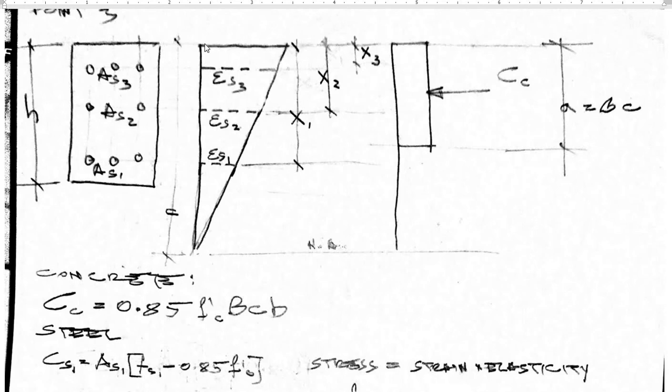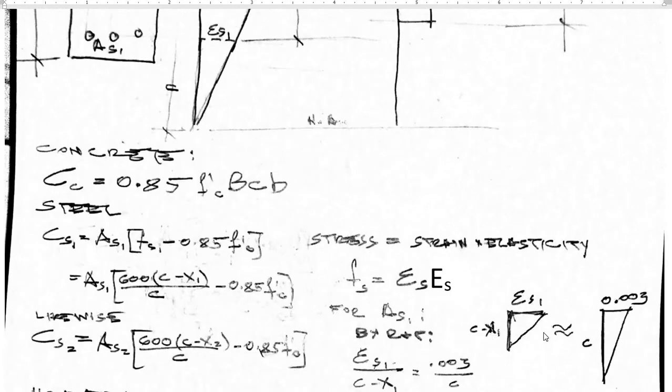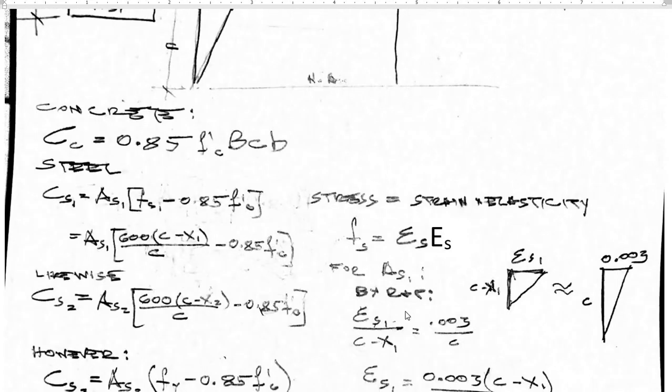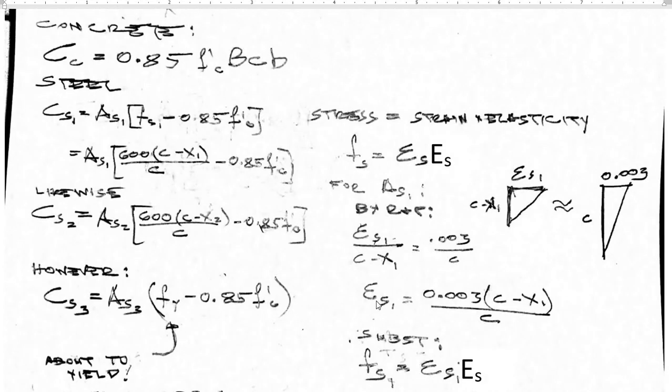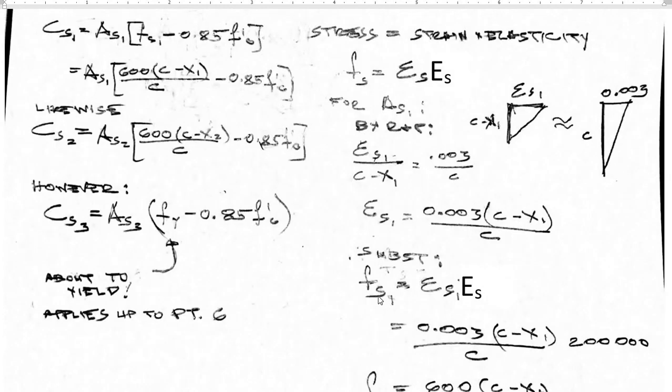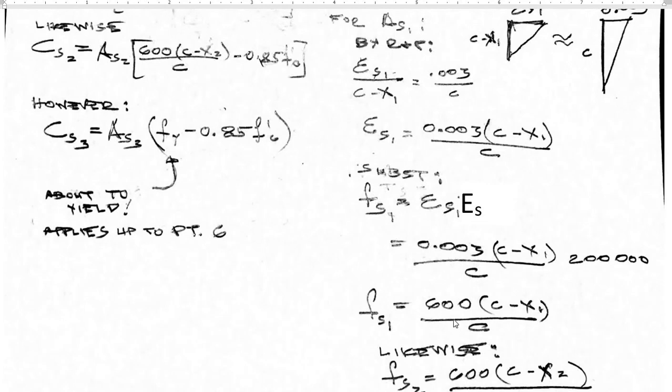Ito, this is always 0.003. So, similar triangles yan. Okay, so strain in steel 1 all over C minus x1, horizontal all over vertical, is equal to 0.003 all over C. So, by cross multiplication, strain in steel 1 now becomes ito. Now, you substitute strain in steel 1 dito para magiging stress now is equal to 600 times C minus x1 all over C. So, nanggaling yung 600, it is 0.003 times your elasticity of steel.